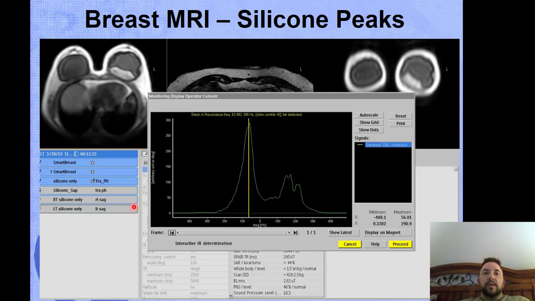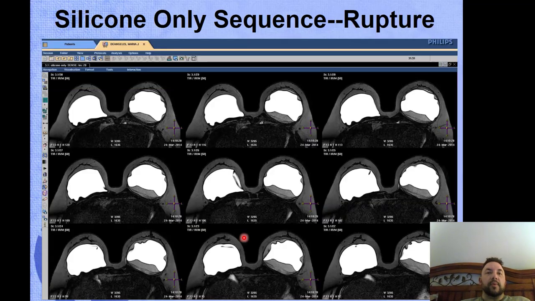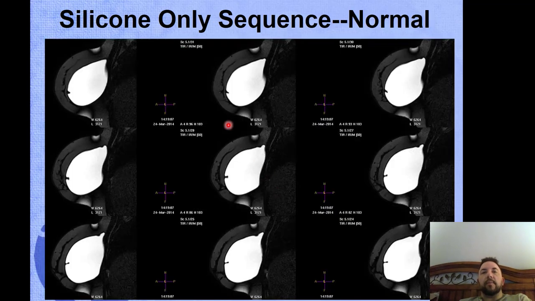So silicone peaks, for us on the Philips magnet, you want to center as left as possible so that the fat and silicone signals are adequately suppressed. When there is silicone rupture, there's a difference in signal intensity. So when you see the difference in signal intensity, that's indicating the presence of rupture.